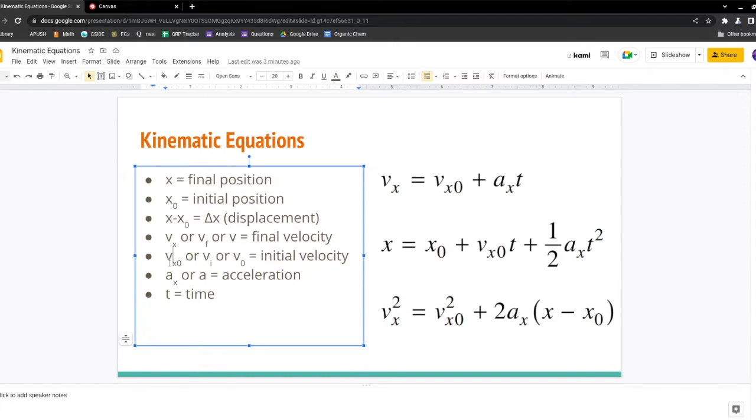And then we have acceleration, which is shown as a sub x, or just a. Typically it's just going to be a, you don't need to write out that extra x. And for the sake of simplicity, high school physics classes make acceleration constant. So you're never going to get change of acceleration because that's too complicated. So that's why there is no initial acceleration or final acceleration. Acceleration is just acceleration. And then t is time, which is pretty straightforward.